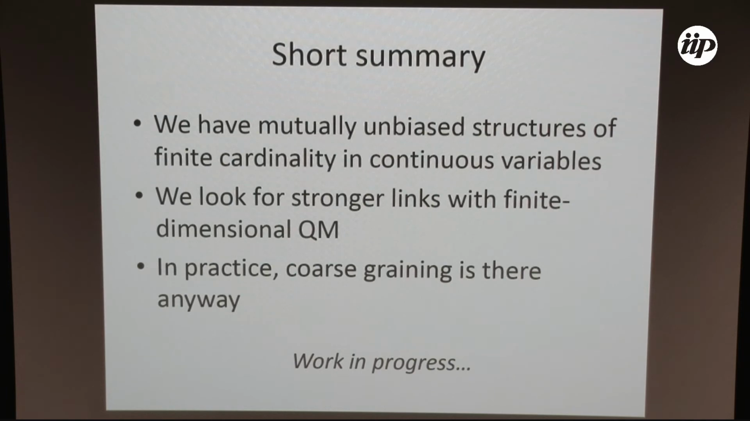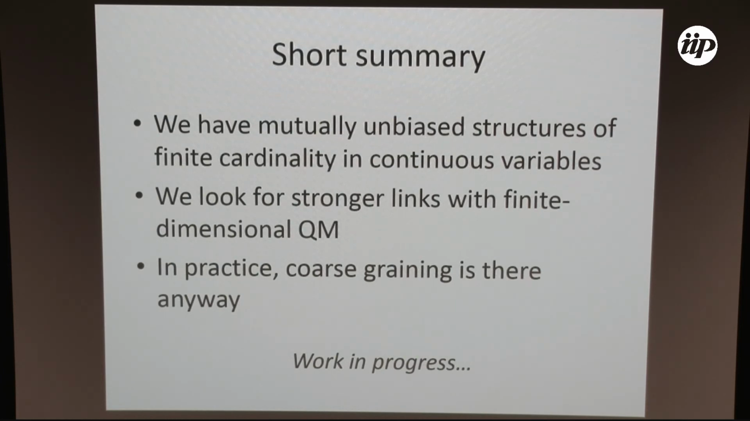The first point is that we have the mutually unbiased measurements for the continuous variables which have finite cardinality. So it's not infinite dimension, it's the dimension d, and you select. It can be d equal 2, 3, 4, 7, whatever, and you can always select the parameters of the periods in such a way that it works. From the conceptual point of view, this can show another sort of links between the discrete quantum mechanics and continuous quantum mechanics.